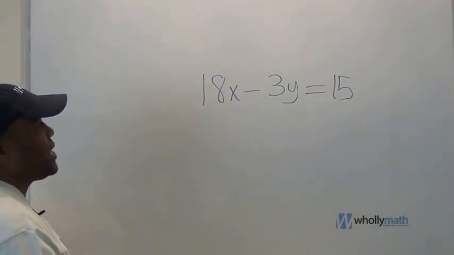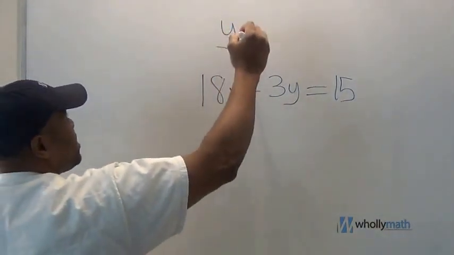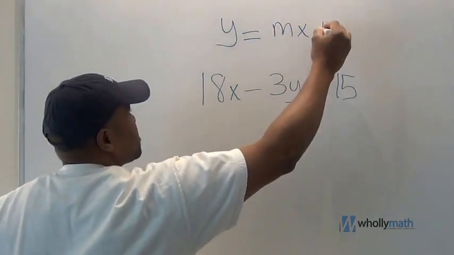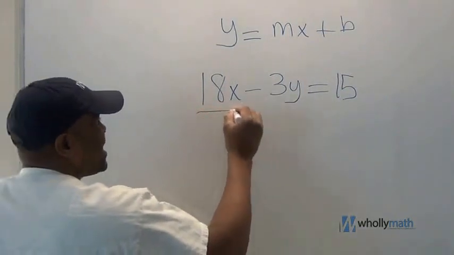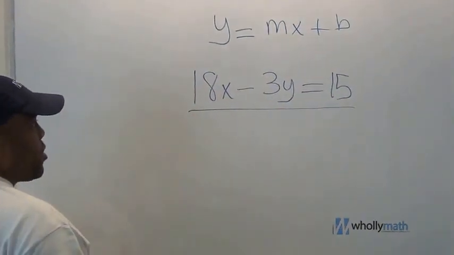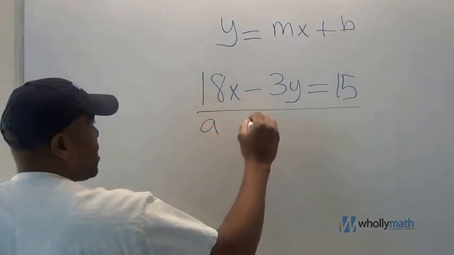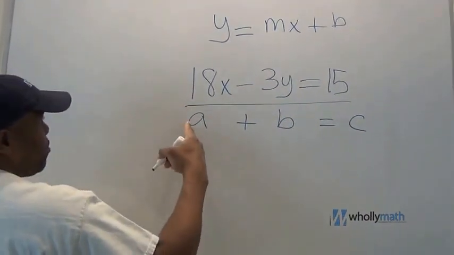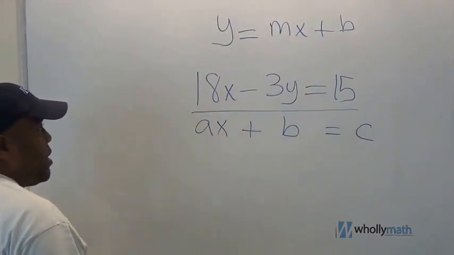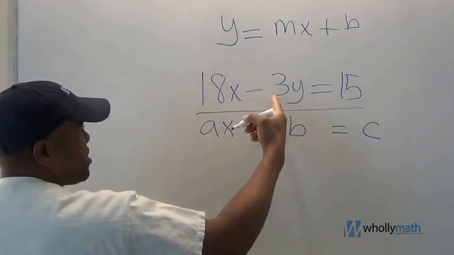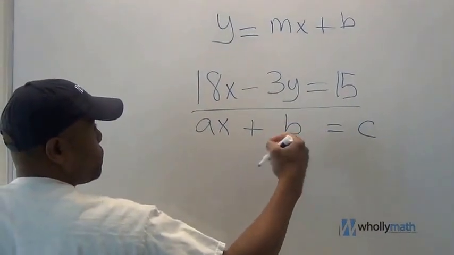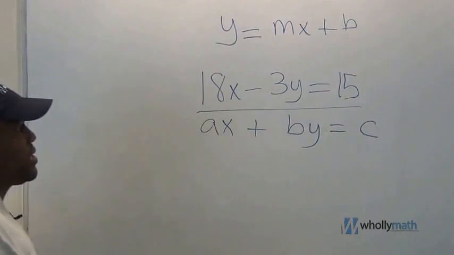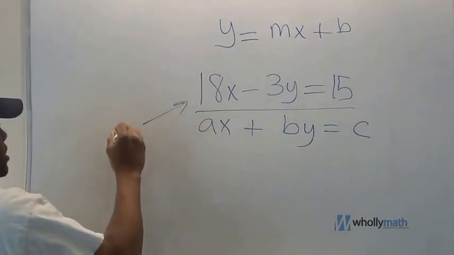For the second equation, 18x minus 3y is equal to 15. This equation is not in slope-intercept form. As you can see, slope-intercept form is y is equal to mx plus b. However, this equation here is in standard form. Standard form is as easy as a, b, and c. And so a will be the coefficient of the x variable, and minus 3 will be the coefficient of the y variable, and c is the constant of 15. So this equation here is written in standard form.